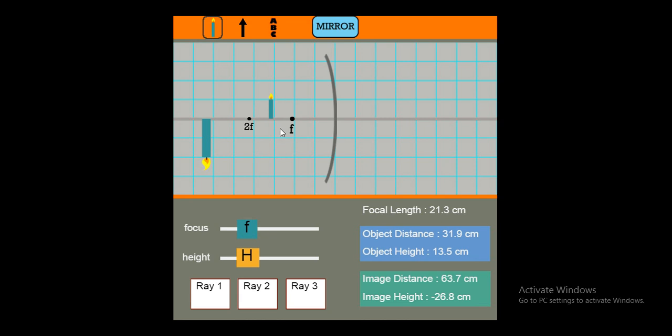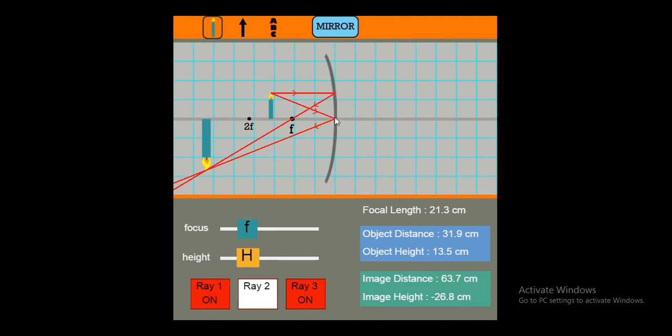Then we can use two types of rays. This first one, ray 1, starts from the top of the object, the top of the candle flame, then travels parallel to the principal axis. After the reflection, it travels through the focal point F, this one. Then another ray we can use starts from the top of the object, then is incident on the mirror. After being reflected by the mirror, it travels making equal angles, this one.